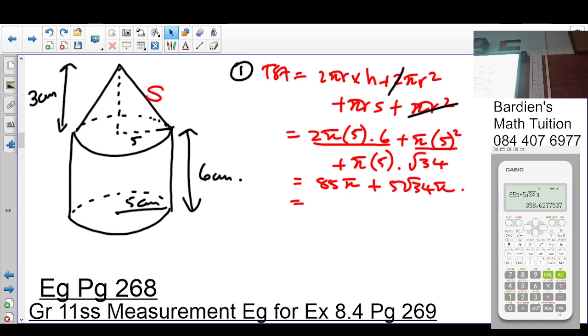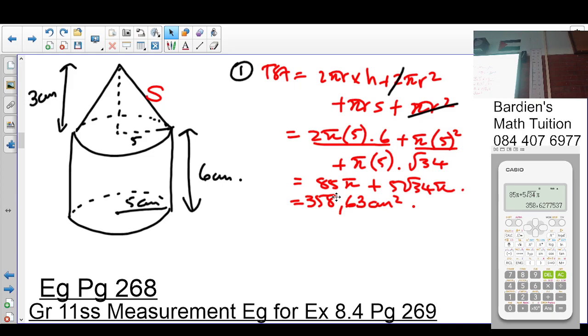358.63, or the value you guys got. It's 358.60 centimeters squared. Okay.